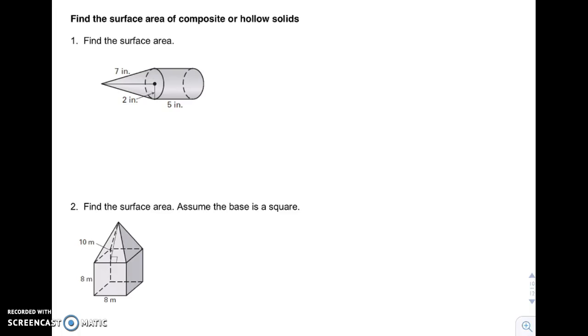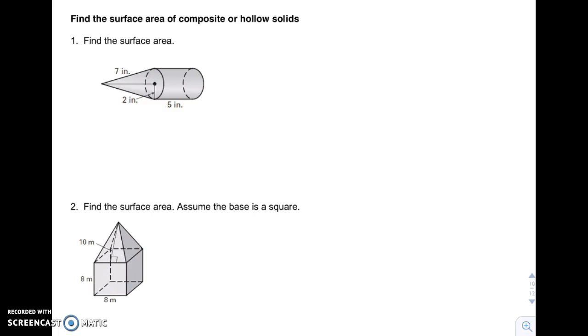This is the B level, finding surface area of composite and hollow solids. Basically here, we just need to be careful breaking down these shapes. Take this first one. We have basically what is a cylinder and a cone, but we don't have all of the parts of the cylinder and all of the parts of the cone because they're pushed together. So we think of surface area as paintable area.